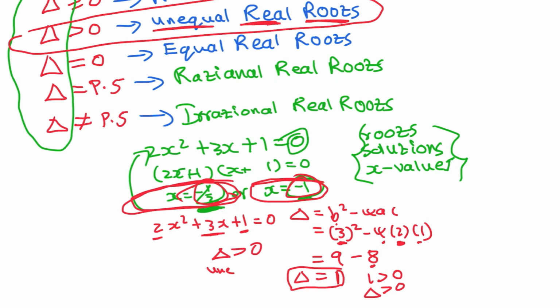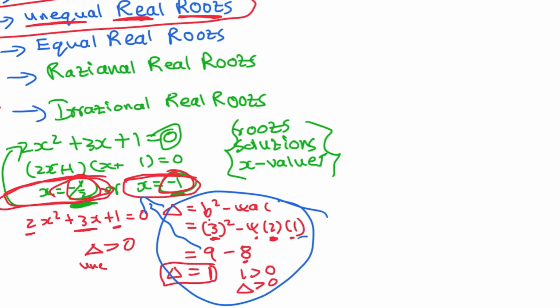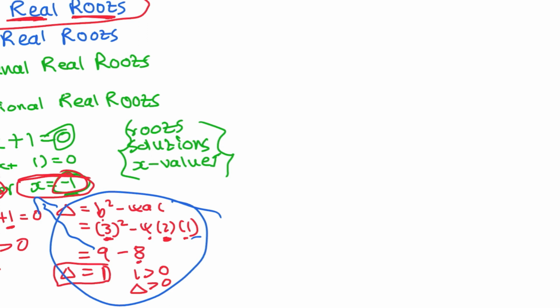Does it make sense? So delta basically just describes the type of solutions you're going to get when you solve the question. Does it make sense? Again, I can give you another example in this concept. Imagine if we had x squared plus 2x plus 1 equals 0.